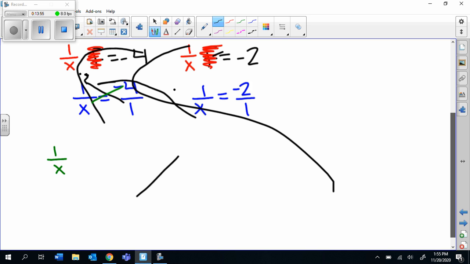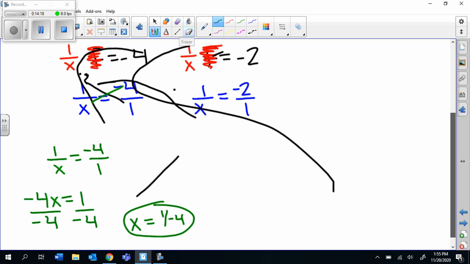1 over x equals -4 over 1. We're going to cross multiply this. So -4 times x is -4x. 1 times 1 is 1. Divide by -4. Divide by -4. And we're going to get x equals 1 over -4.